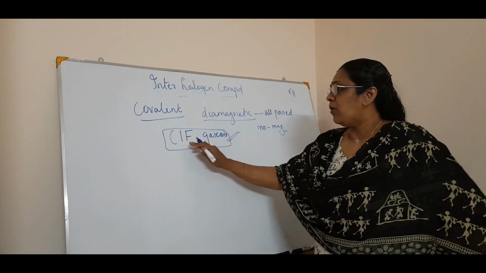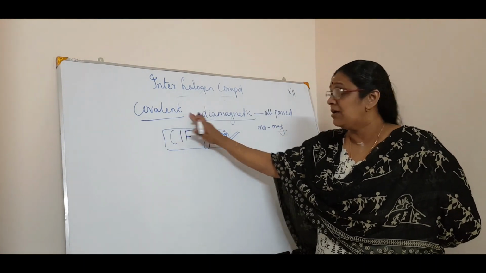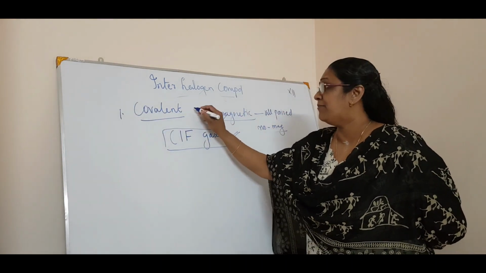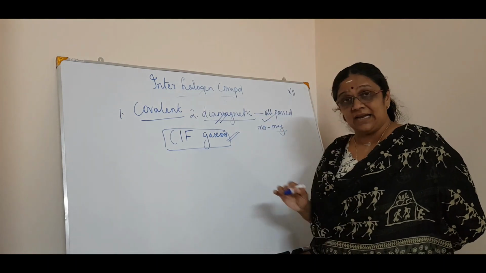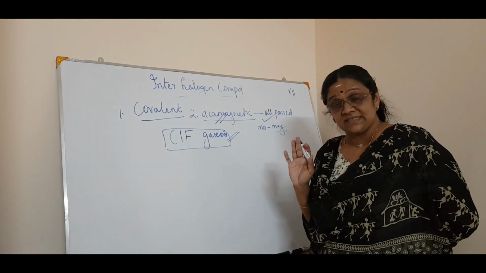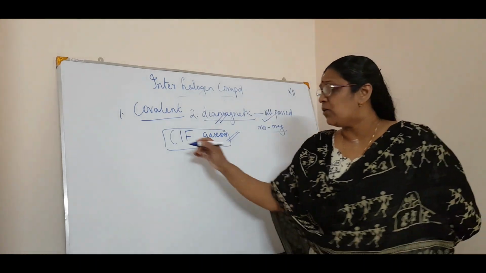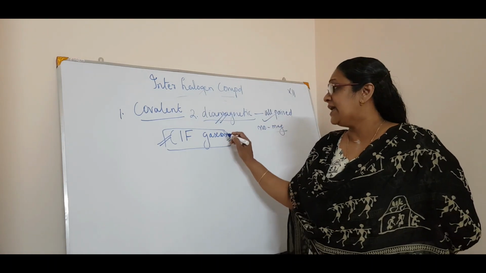Now coming to the properties, almost all are covalent in nature. Pointwise, first is covalent in nature. Second is diamagnetic in nature, that means all are paired electrons, so there is no magnetism. The third is almost all are solids and liquids, but the only exception is ClF, chlorine fluoride, that is gaseous in nature.